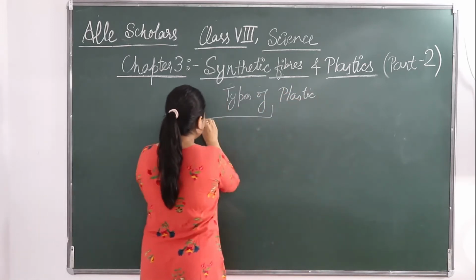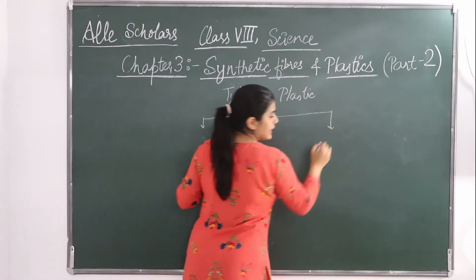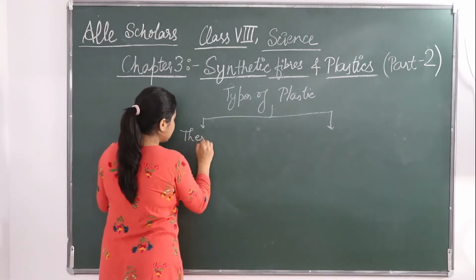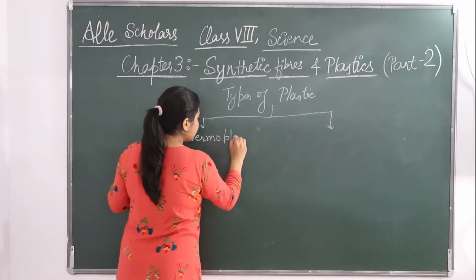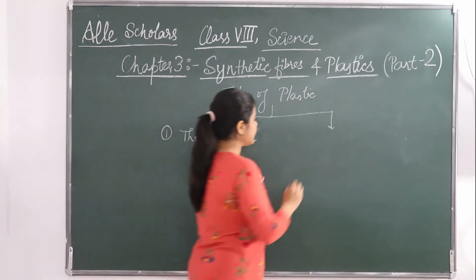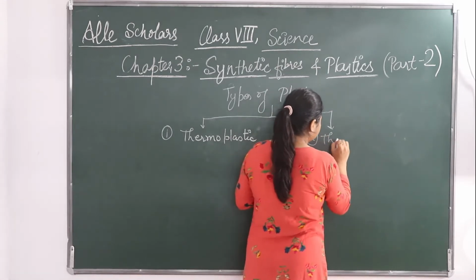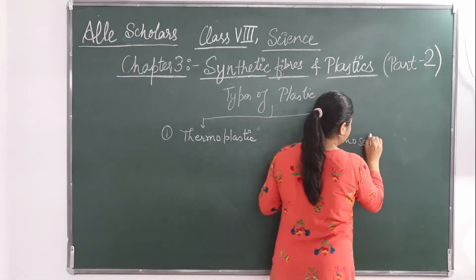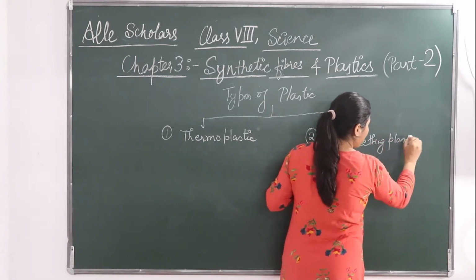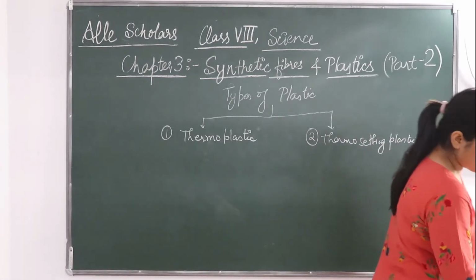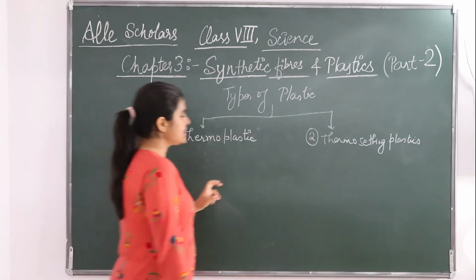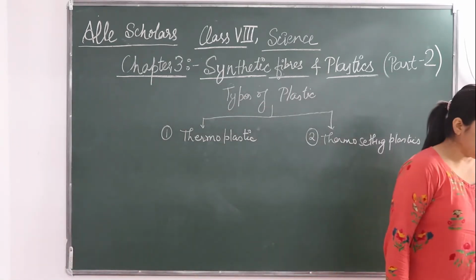So if we broadly classify plastic, it is basically of two types. Okay? The first one is the thermoplastic. Okay? And the second one is thermosetting plastic. Okay? So plastics can be of two types, thermoplastics and thermosetting plastics. So first let's see what is thermoplastics.